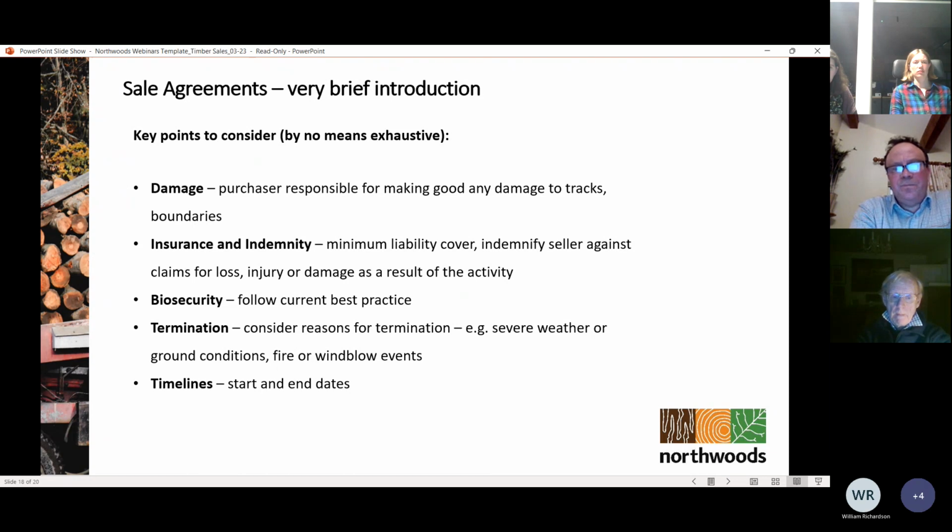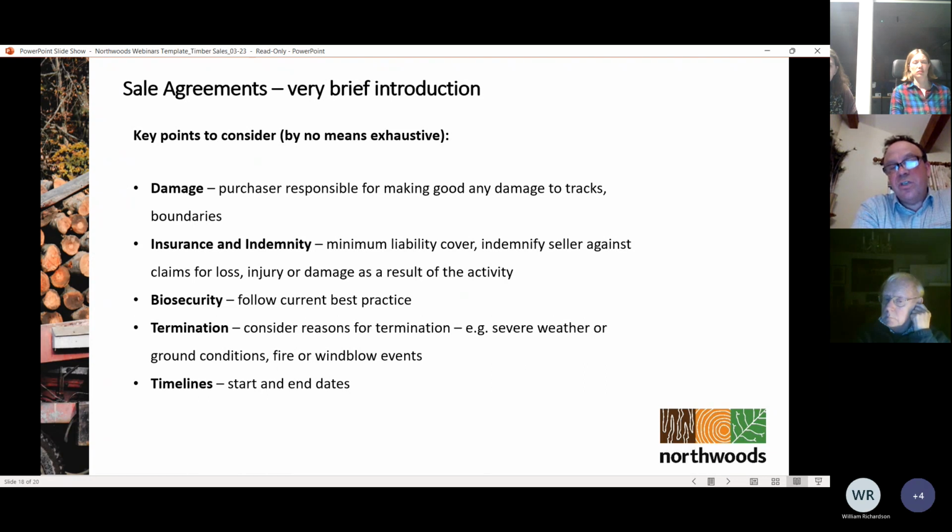The termination. So there are a lot of reasons as to why a contract should be terminated or may be terminated, but you need to actually have a clear idea in your mind as to what the process for termination is, how you notify the contract holder, what the timescale is for them to leave site, and what the process is for then restarting the contract or reassigning it.